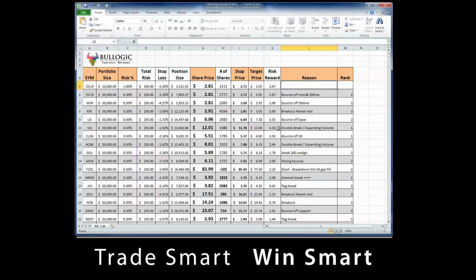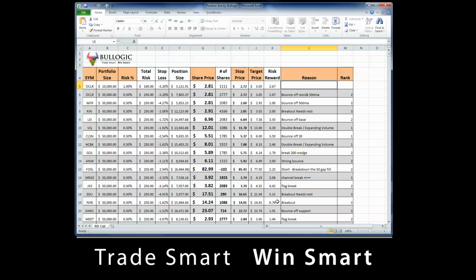You know, you come down: 4.3, 3.5-to-1, 4.42-to-1, 5.15-to-1. These are much better plays. Oh, here we go. Here's a 0.74-to-1. Now, who would risk $1 to make 75 cents? I wouldn't do it. I'm sure you wouldn't.